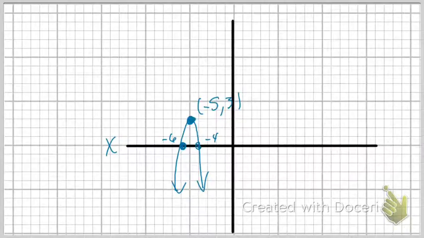The only other thing we need to make sure we have on our graph is the axis of symmetry. Now the axis of symmetry passes through that vertex. We're going to draw it as a dotted line and label it. And that's all we have to do on the graphing part. Now problem number 2.